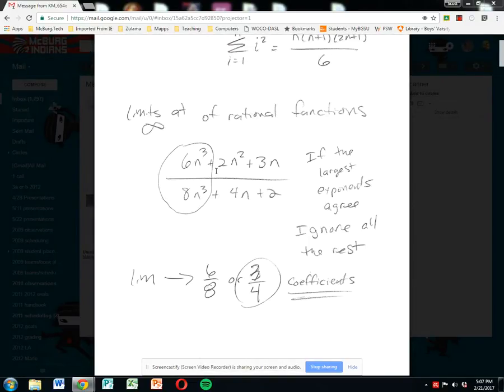But the main idea is if you have the largest exponent, see these ones are smaller, if the largest exponent agrees in both the numerator and the denominator, then you look at the coefficients for the limit at infinity. So this particular limit at infinity would be 6/8 or 3/4.